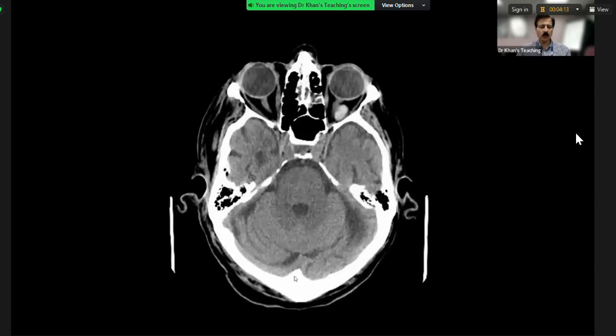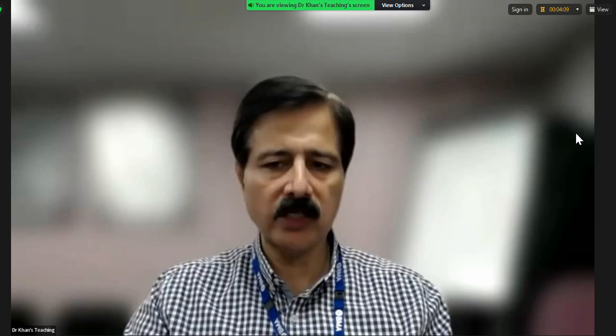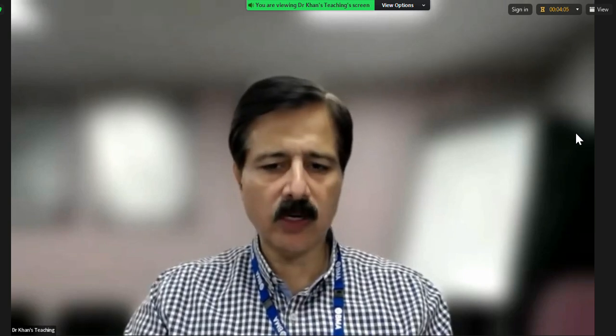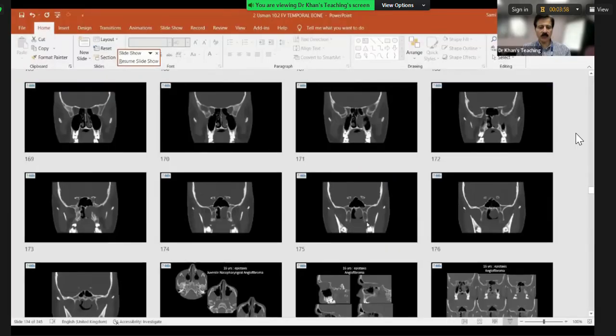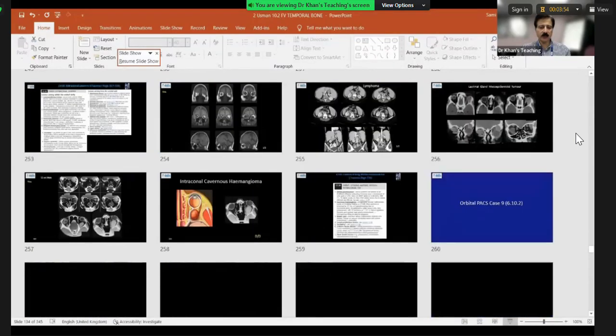And on MR, of course, it will be high signal on T1 and will enhance. But the key point I want you to remember is that always look for head and neck lesions in a brain scan.